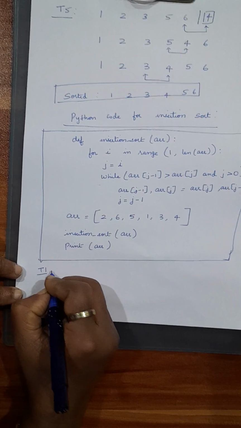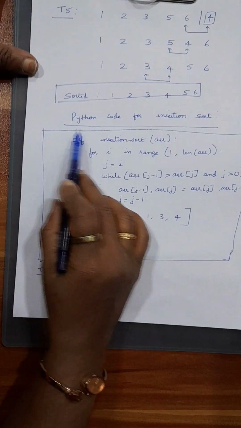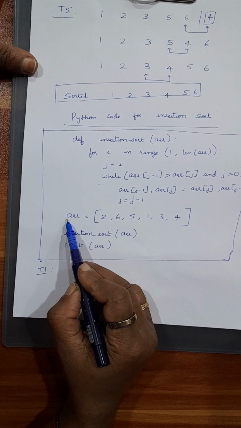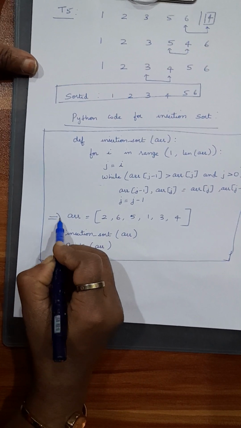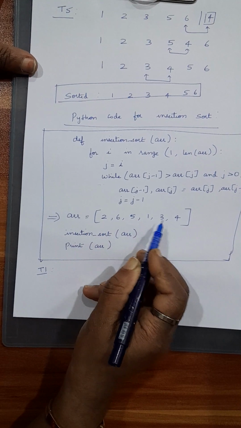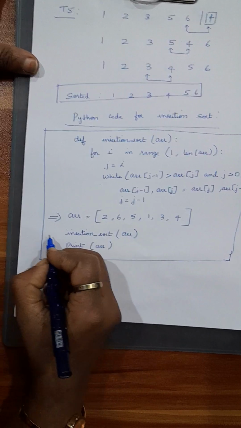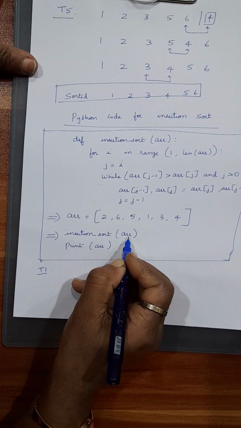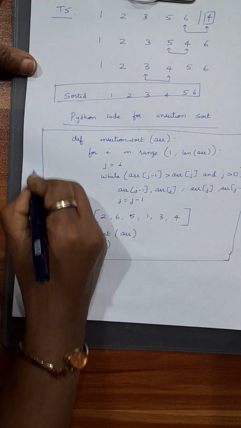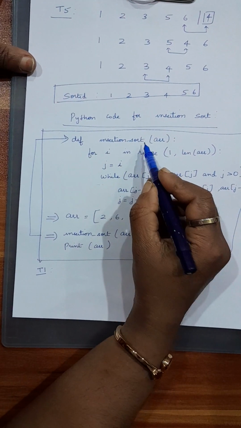So trace 1. Coming here, which is the first line that will be used? Array. Now it will come to this particular line: array is equal to 2, 6, 5, 1, 3 and 4 in the list. Then there is a function call, insertion sort of array. Now the control from here will go back to the function definition.